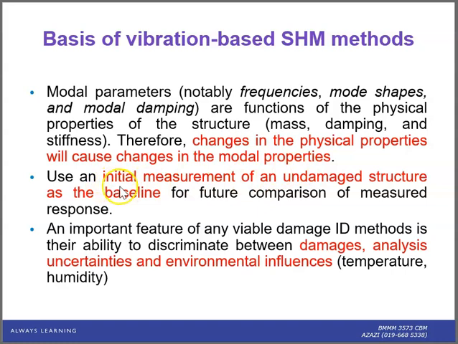So use an initial measurement of an undamaged structure as a baseline for the future comparison of measured response. So an important feature of any viable damage ID method is the ability to discriminate between damage, analysis uncertainties, and environmental influences such as temperature or humidity.